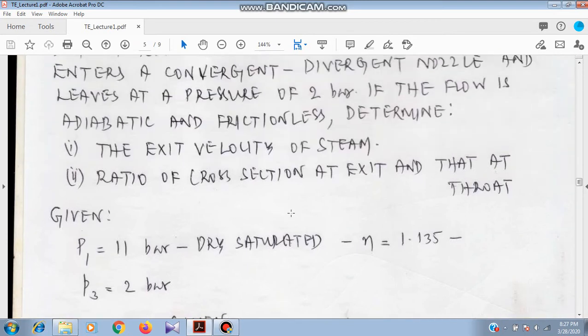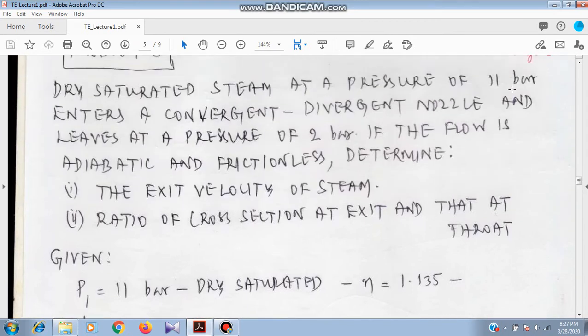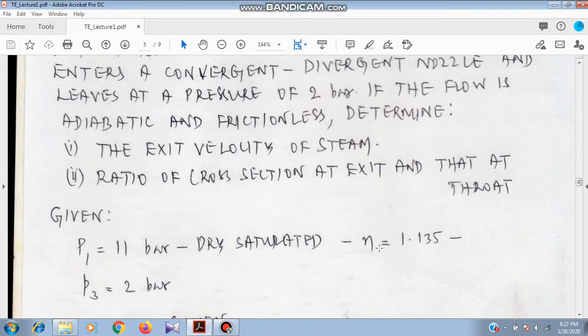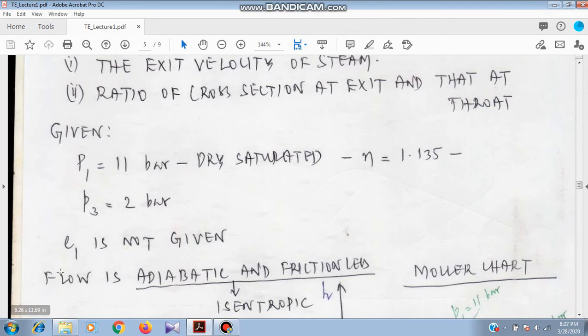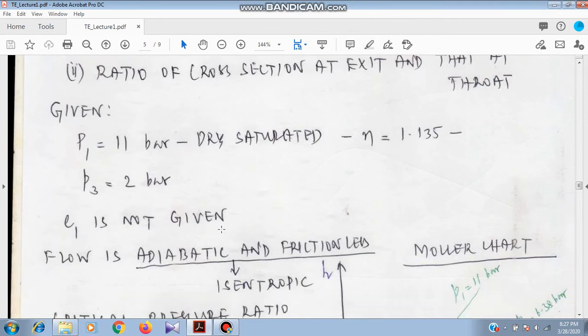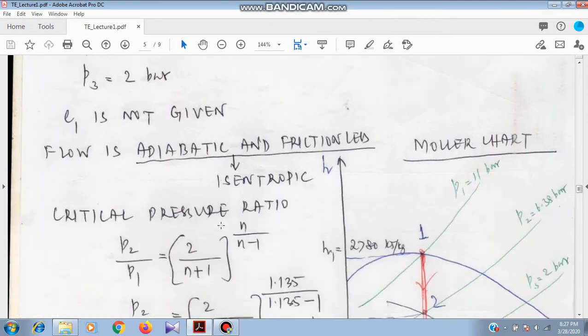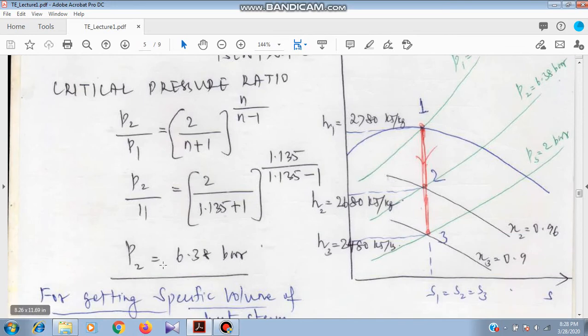So the condition 1 is dry saturated at pressure 11 bar. If it is dry saturated, the index of expansion is 1.135. And the exit pressure is given. Exit pressure is P3, 2 bar. And you just note that the inlet velocity C1 is not given. And we can go for finding the throat pressure by using the expression for critical pressure ratio. P2 by P1 is (2 by (n plus 1)) the whole raised to n by (n minus 1). n is 1.135. So this gives the throat pressure as 6.38 bar.